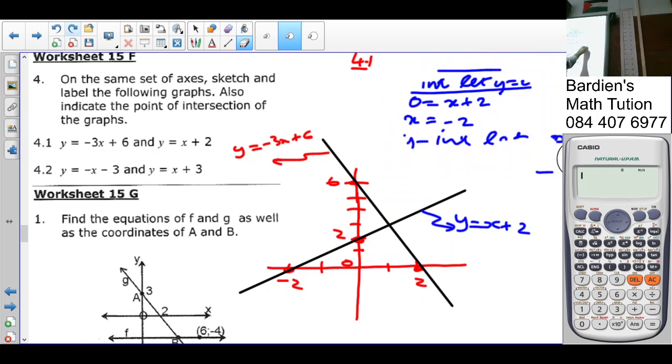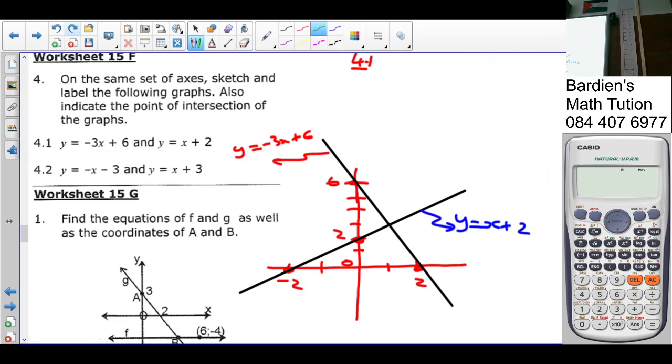Again, I need space here. The question says, the point of intersection of the graphs. Where do you see the point of intersection? There. So according to the graphical representation, it looks like the point of intersection is actually 1 and 3. But I could be wrong. Why? Because the diagram is not drawn to scale. So how else do we work out the points of intersection?